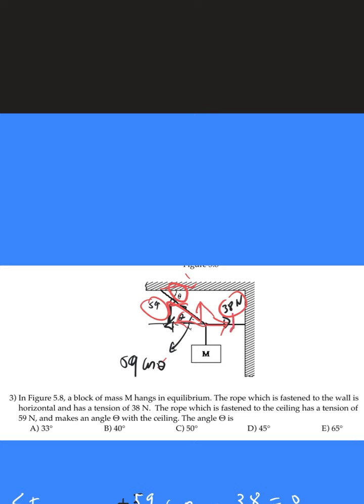So it's balancing forces. So what we do is 59 cosine of the angle equals 38. Since we have that force, 38, we shall do cosine inverse of 38 over 59. That's cosine to the power of negative 1. And this gives us 49.9, which is 50 degrees.